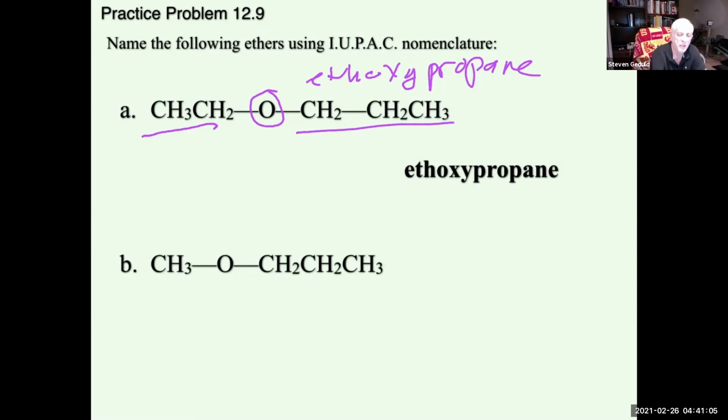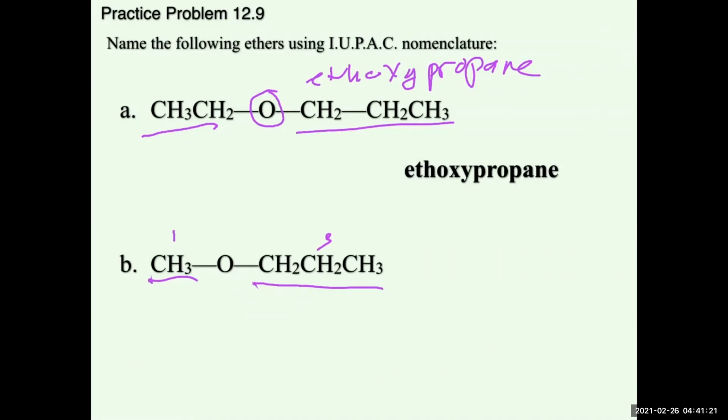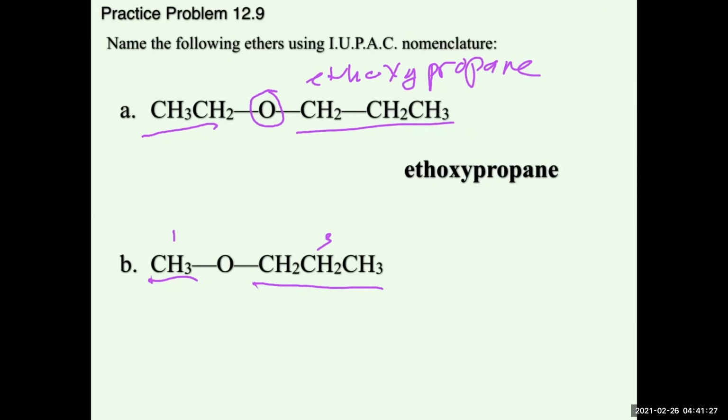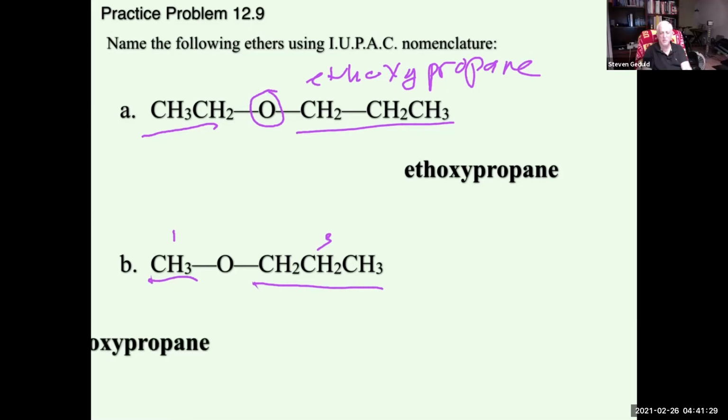All right. Again, that's an ether. This is one side. This is the other side. This side has 1. This side has 3. Which one's shorter? Number 1. So what's the first part of the name now with 1 carbon? Methoxy. What's the second part of the name? Propane. You got it. That's all there is to naming ethers. Methoxy propane.